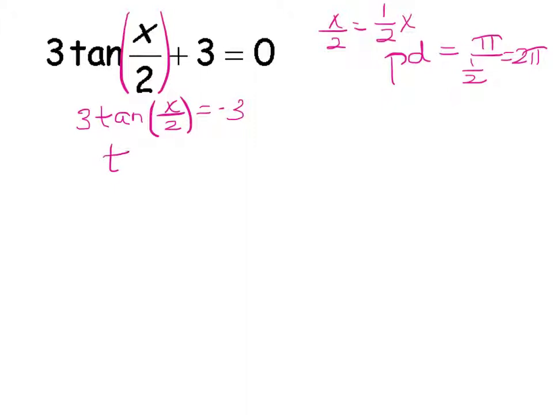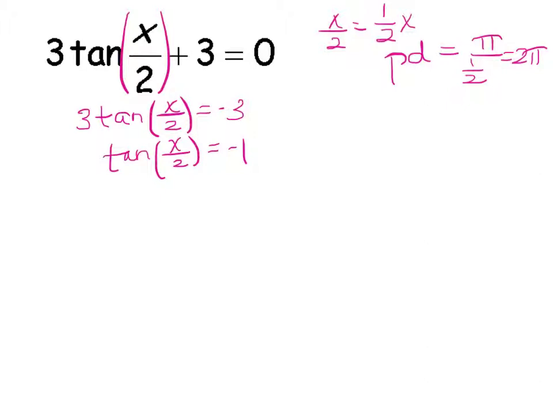And then dividing both sides by 3, I have tangent of x over 2 equals negative 1. And so now you want to think about where are the places where tangent is negative 1. Well, tangent's negative in both the second and fourth quadrants because sine and cosine have opposite values. So in the second quadrant, we have pi over 4, and in the fourth quadrant, we have 7 pi over 4.